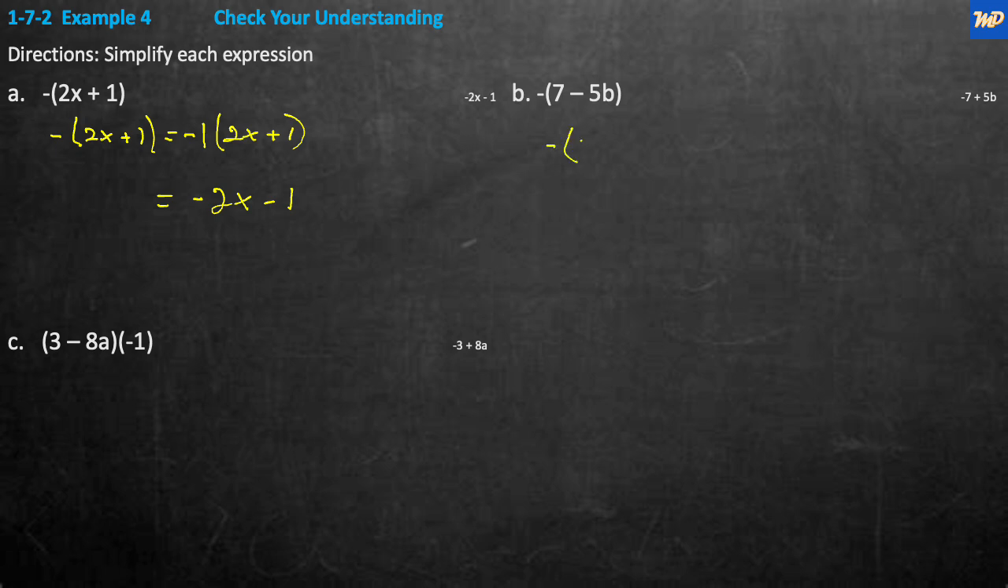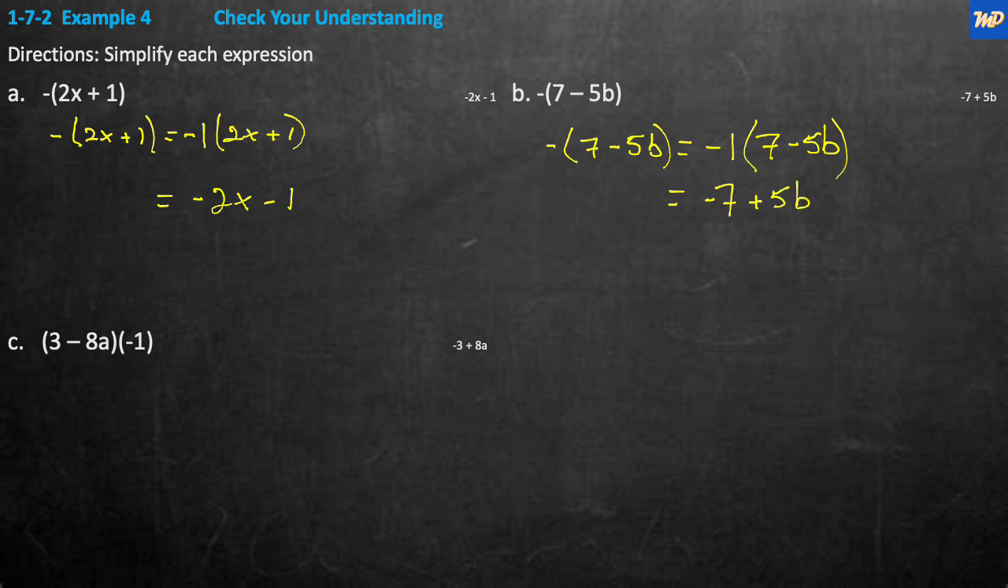Writing it out. Negative the quantity 7 minus 5b is equal to, we're going to change this using the property of multiplication, -1. So we have -1 times 7 minus 5b. So what does that equal to? -1 times 7 is -7. And negative times a negative is a positive. So -1 times -5b is positive 5b.